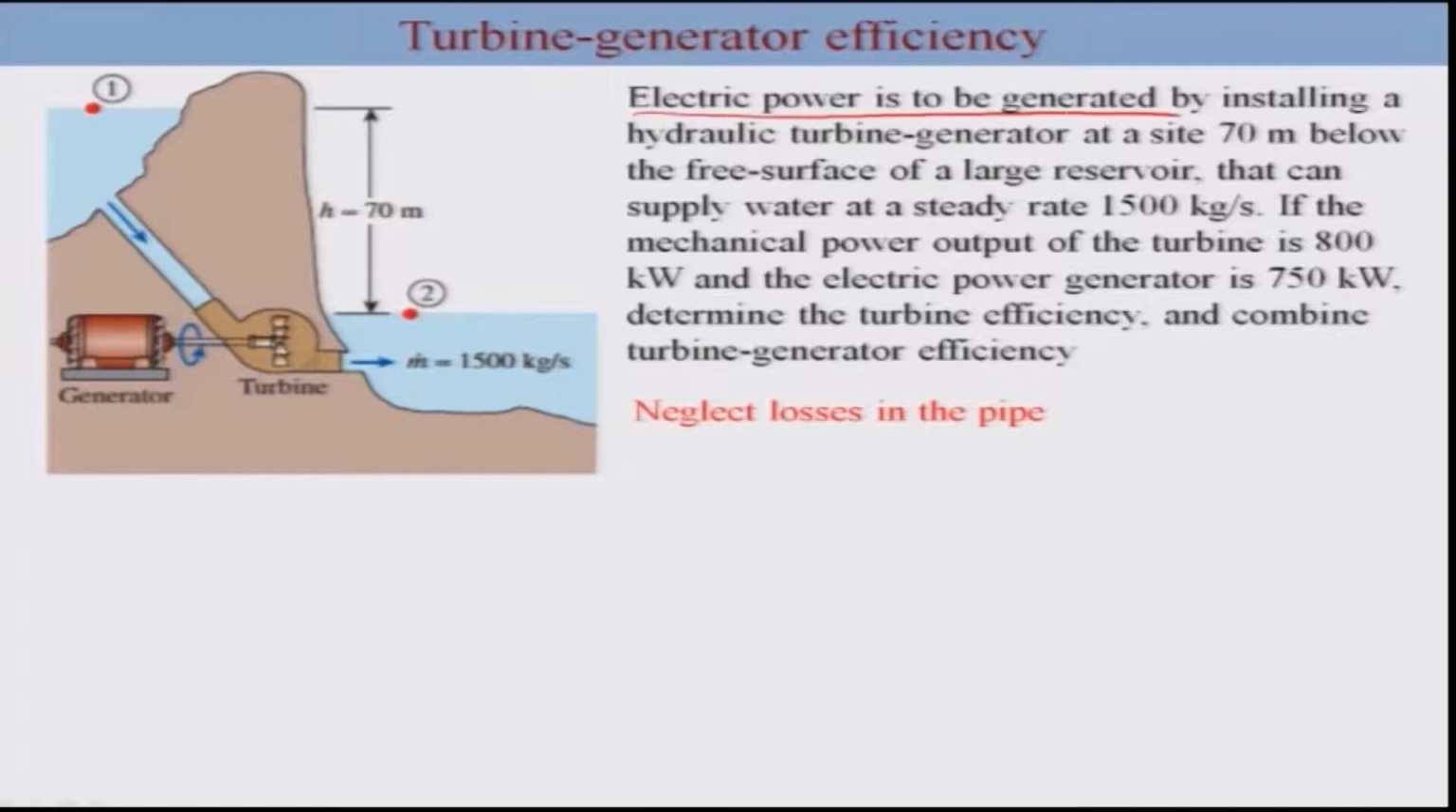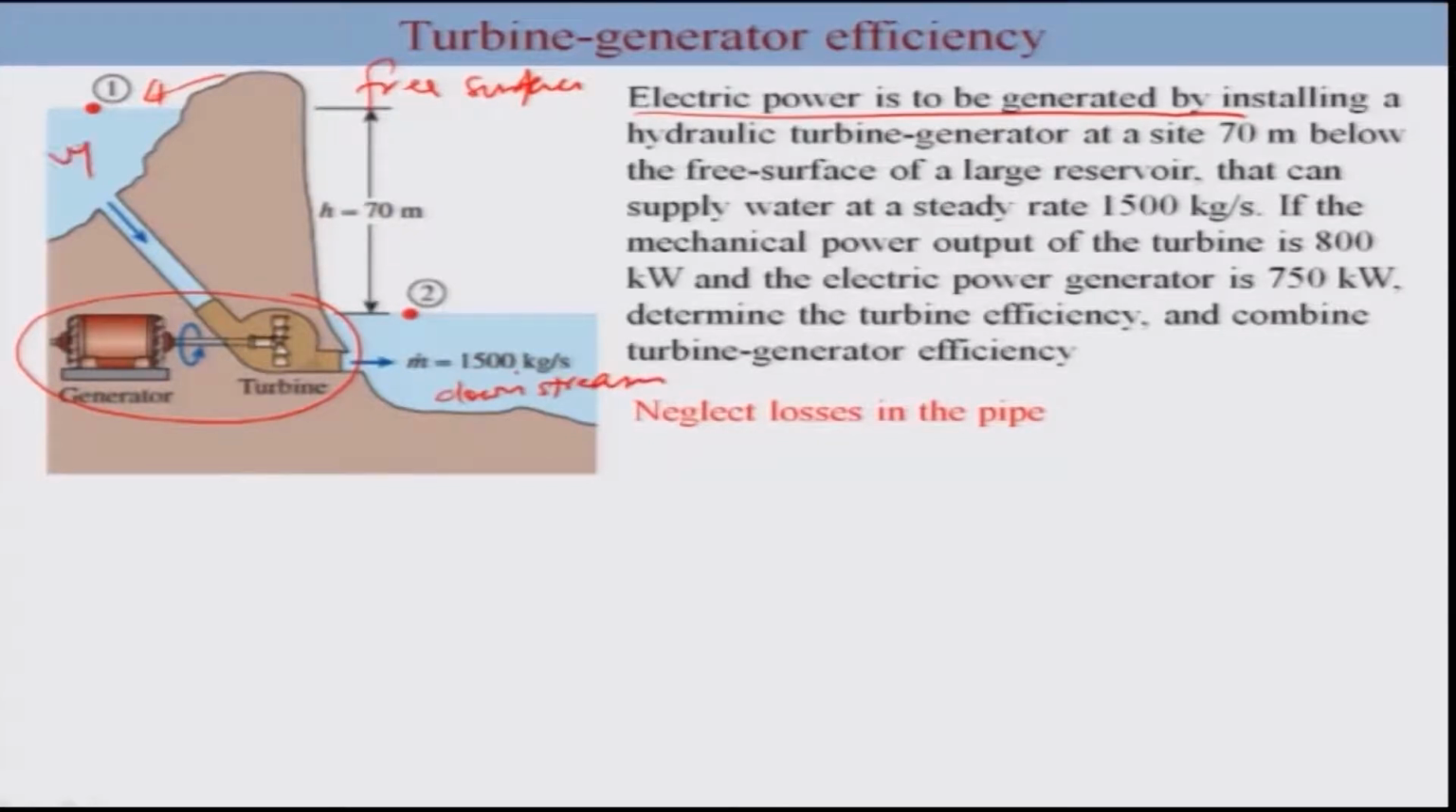Electrical power is to be generated by installing a hydraulic turbine-generator. So this is the hydraulic turbine-generator, which is at a site 70 meters below the free surface. The free surface is this, of the larger reservoir. So this is the larger reservoir, this is the upstream, this is the downstream. So this will be downstream.